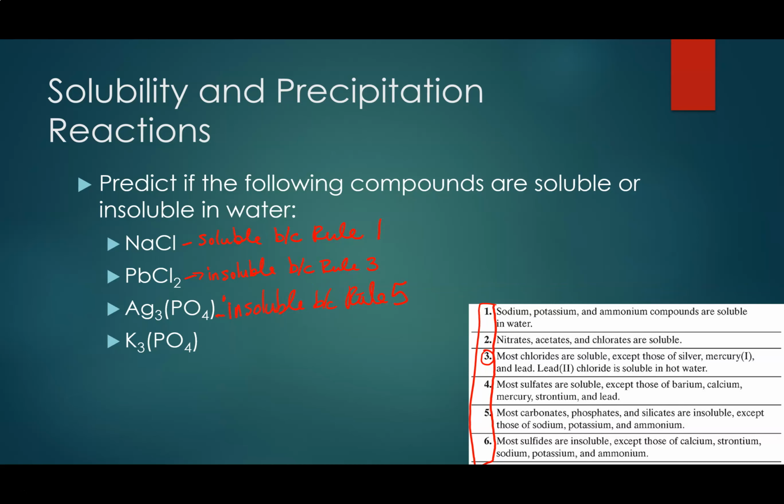Okay, let's do the last one. Last one says potassium phosphate. Potassium is a common +1 charge. Phosphate is still a 3 minus charge, hasn't changed. And I'm going to go back to rule 5 and I'm going to say, oh, look at that. It says phosphates are insoluble unless they have sodium, potassium, or ammonium. In this case, this is one of the exceptions. So this guy is soluble because of rule 5.